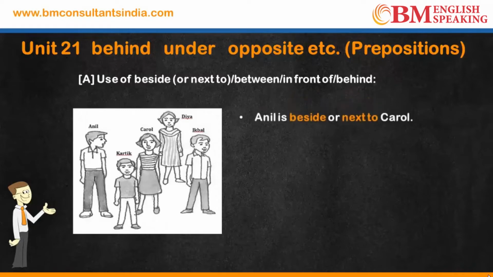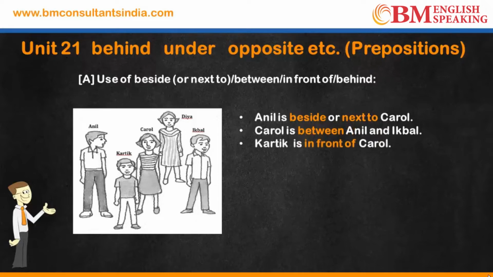Anil is beside or next to Carol. Carol is between Anil and Iqbal. Karthik is in front of Carol. Diya is behind Carol. वो Carol के पीछे है.